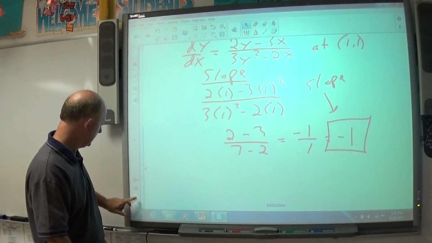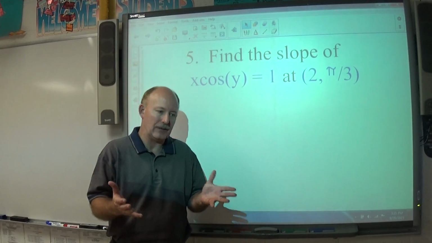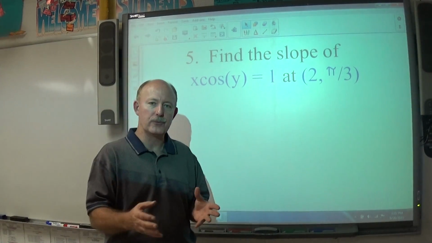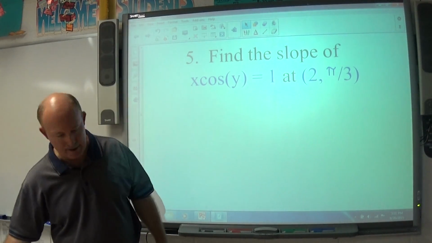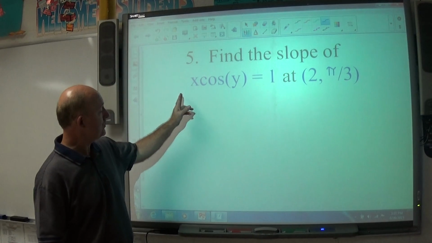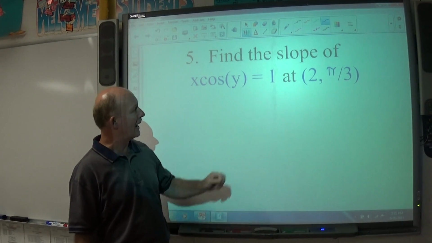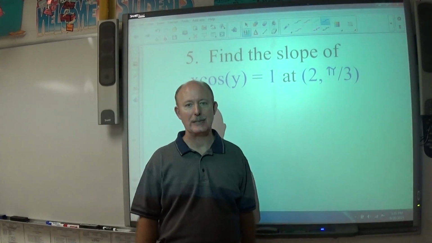All right, let's try example number 5. Let's try a trig function. My students have more trouble with some of the trig problems than they do with some of the other types of problems. So let's try this problem here. Once again, as we take our derivative, the first thing you notice is x times cosine y equals 1. And we're going to find the slope at the point (2, pi over 3).